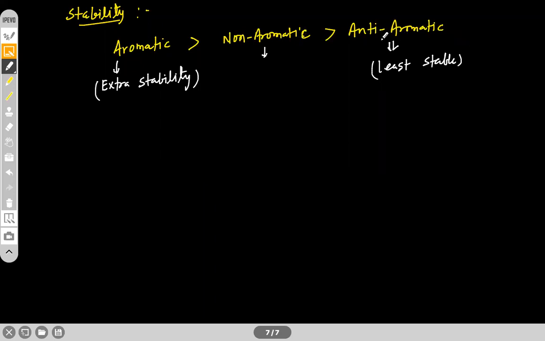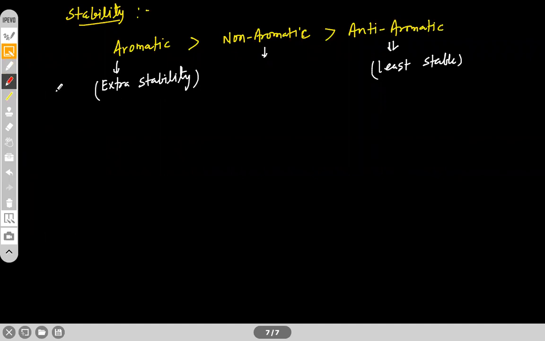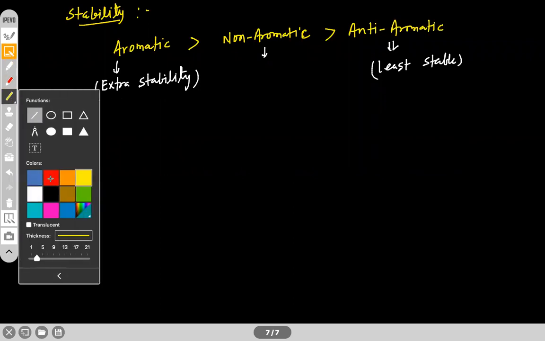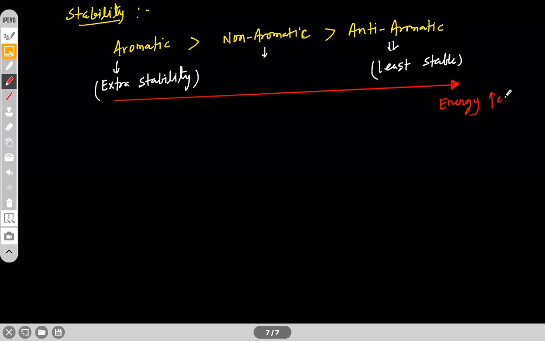So the stability order is this, but if you see the order of energy for these compounds, it is not like more stability means more energy. In chemistry, a lower energy state is always the more stable state. Always keep that in mind: less energy, more stable. So the energy order is this. Energy increases from left to right. Clear?